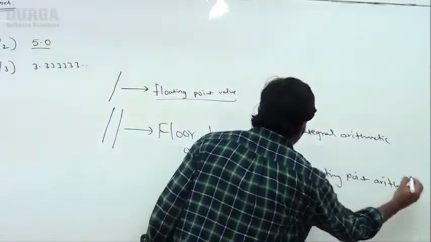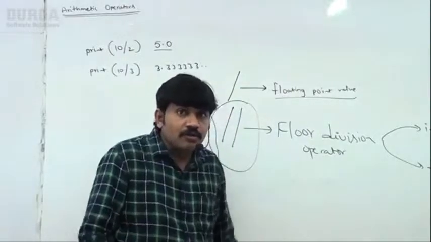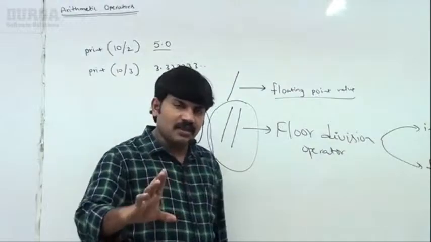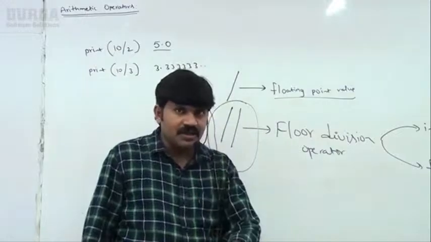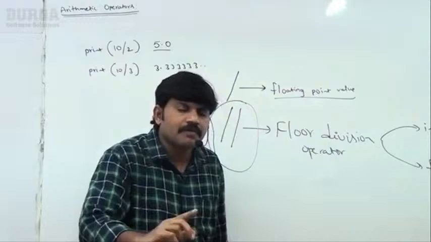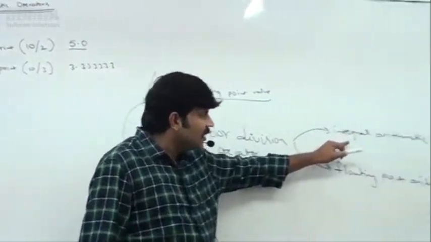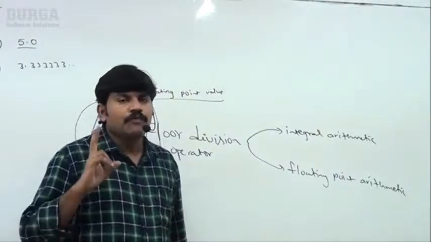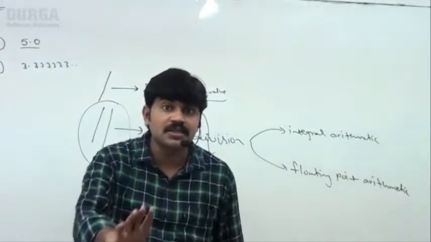The result of the floor division operator can be an int value or a float value based on your arguments. If both arguments are int type, the result is always int. If both arguments are float type, or at least one argument is float type, the result is always float. So floor division can work for integral arithmetic and for floating point arithmetic. Both options are available.